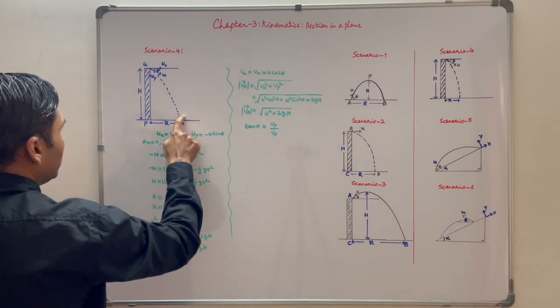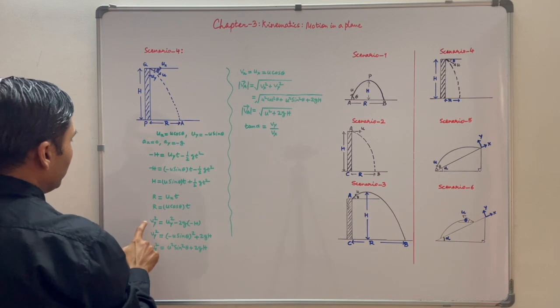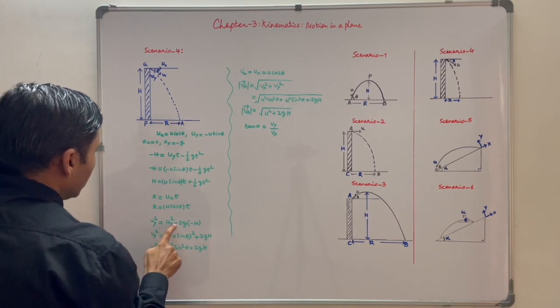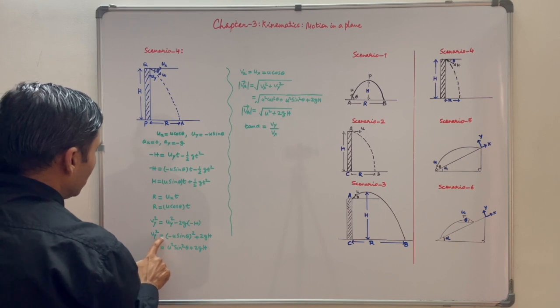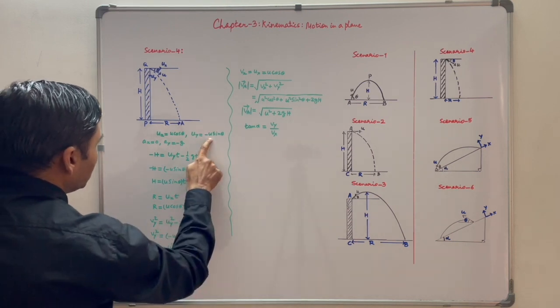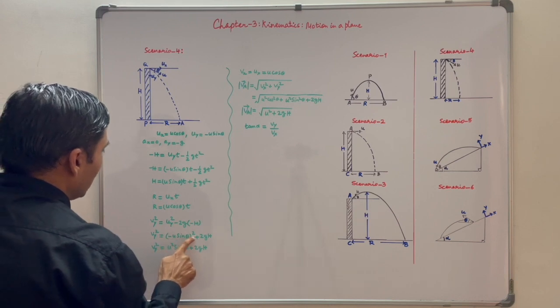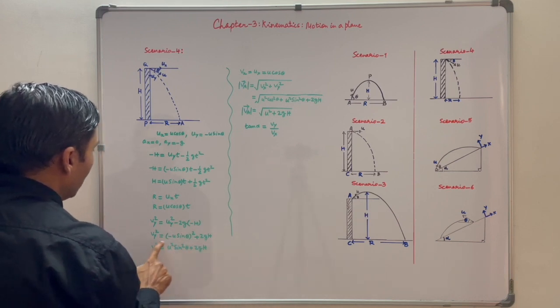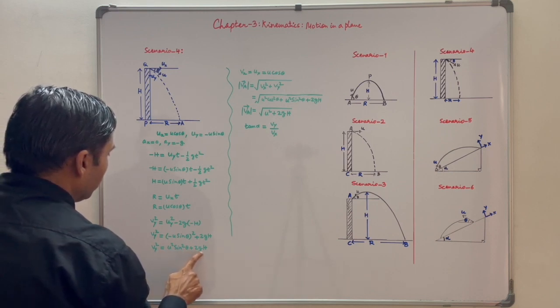Suppose we want to calculate the velocity of the particle when it hits the ground. So Vy square is equal to Uy square minus 2g into minus h. Uy is equal to minus U sin theta. So Vy square is equal to minus U sin theta whole square plus 2gh, or Vy square is equal to U square sin square theta plus 2gh.